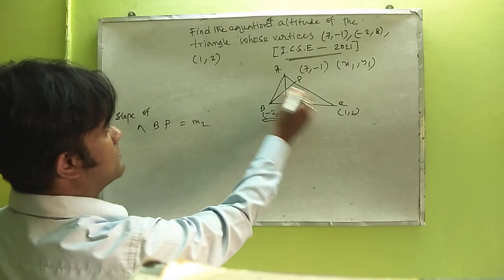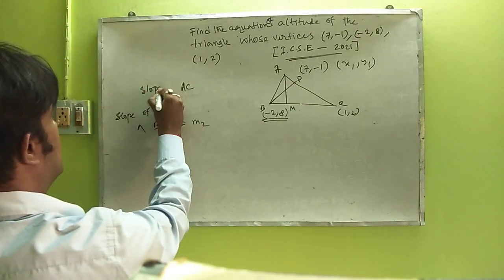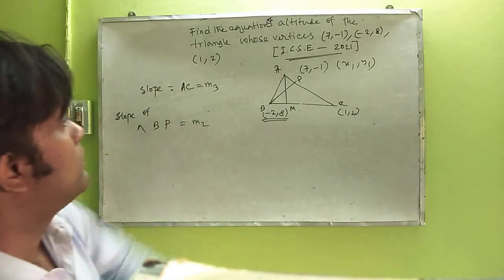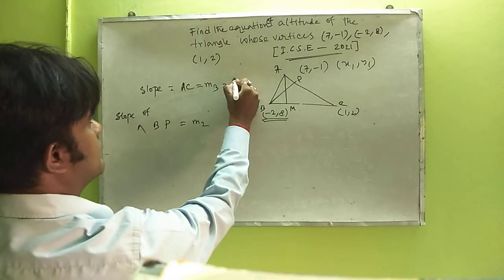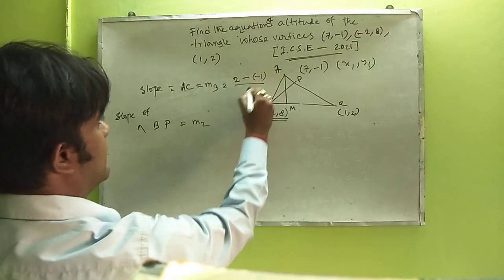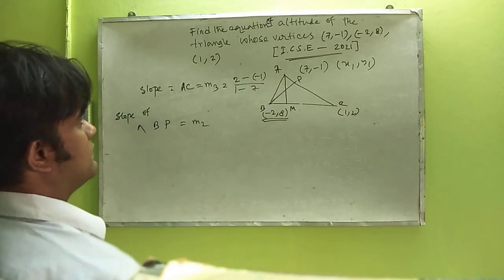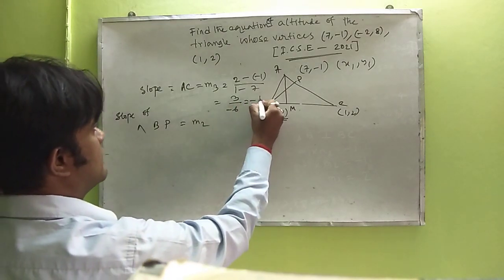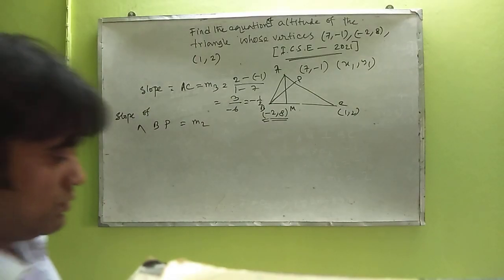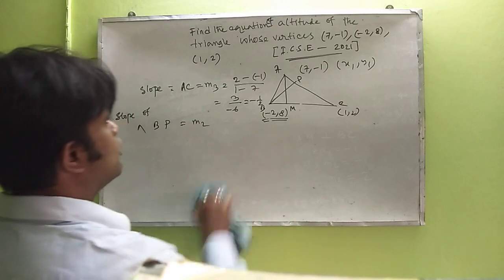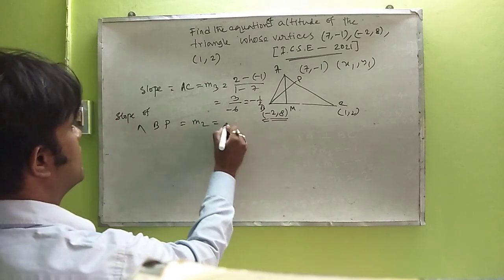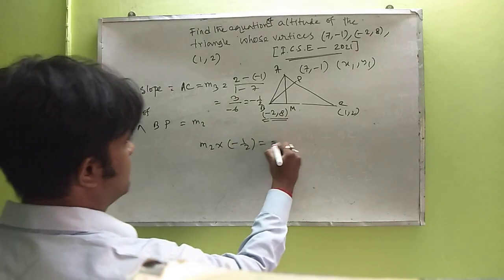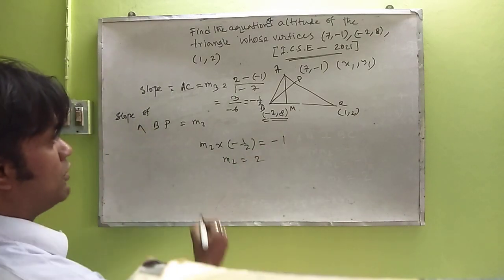With the help of this slope, which is m1 or m3, the AC slope, that is y2 minus y1, 2 minus 1 by, that is 3 by minus 6, that is minus half. So the slope of BP is equal to minus half. So m2 into minus half is equal to minus 1. m2 will be 2.